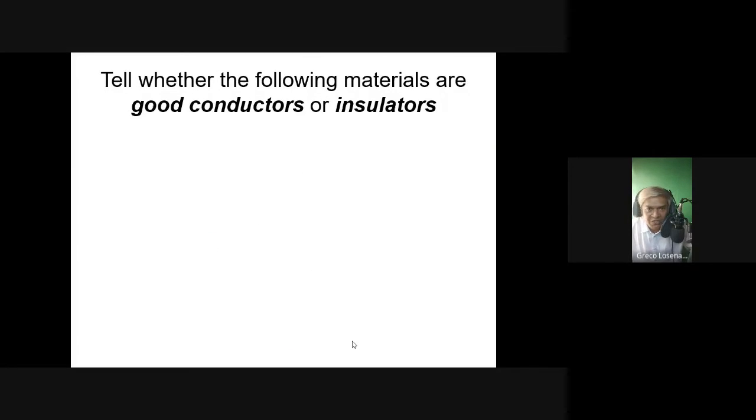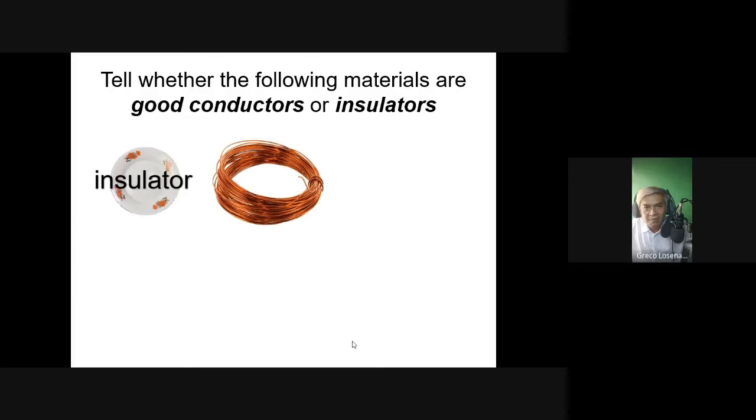Okay, now let us have this exercise. We're going to tell whether the following materials are good conductors or insulators. So we have a plate. Tell me whether it's a good conductor or an insulator. If your answer is insulator, you are correct because this is made out of ceramic. Then this one, a copper wire. If your answer is conductor, definitely you are correct because this is made out of copper.